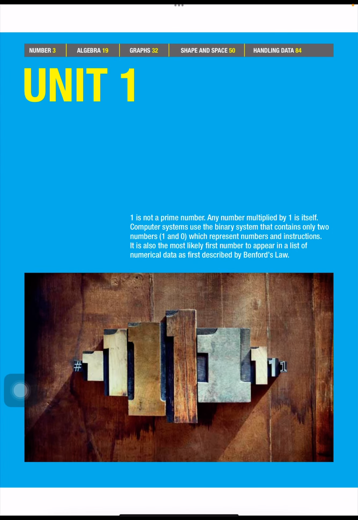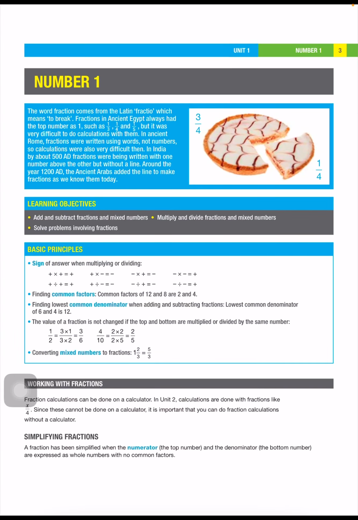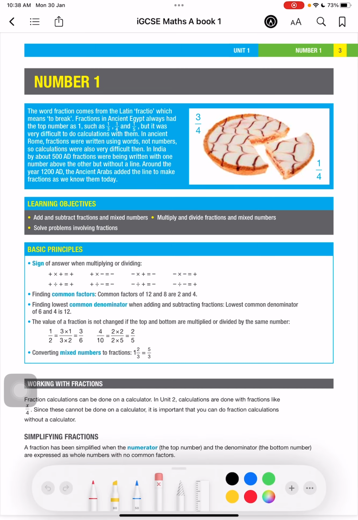First up, you have Unit 1, and we are going to be touching on number itself. In this case, we will be touching on your basic principles with regards to order of operations. What is order of operations? Basically, you have plus, minus, divide, and multiplication. At the same time, you will also have to learn how to deal with fractions, with your mixed numbers as well as your fractions.